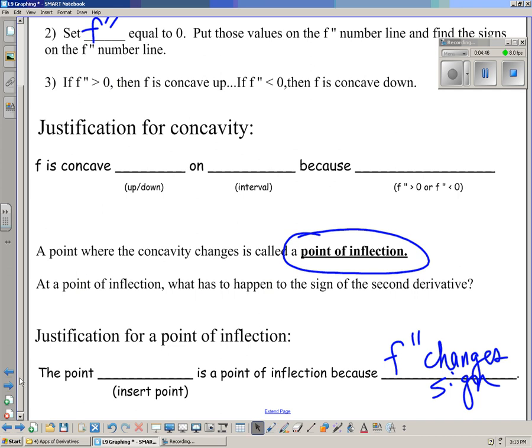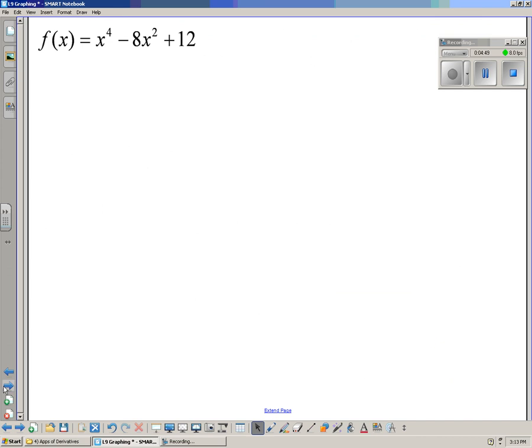So, onward and upward. Soup to nuts. I'm going to graph this function, f of x equals x to the 4th minus 8x squared plus 12, with all the justifications, everything you need to be able to know how to do. First things first, we must get f prime, and we must formulate a number line for it. So f prime of x is 4x to the third minus 16x. And we're going to set this equal to 0. We're going to get our critical values.